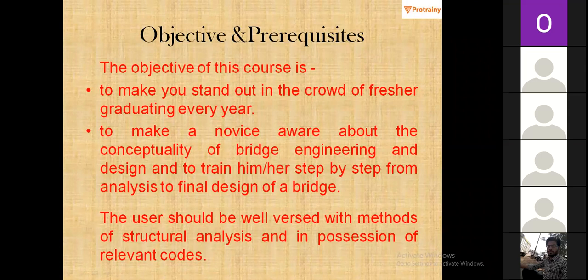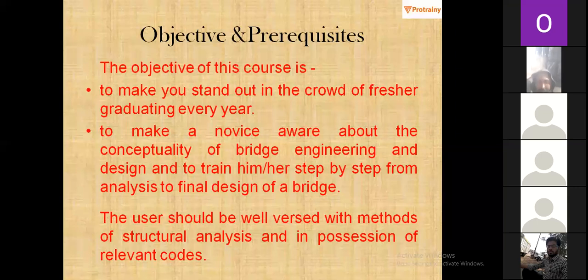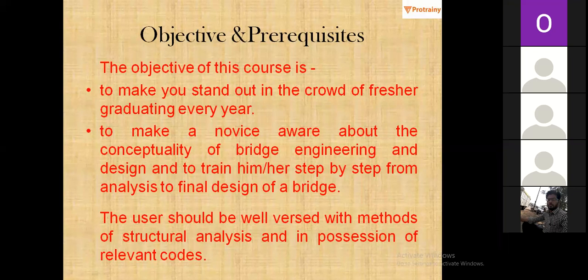If you are a fresher and you are looking for a stream to catch on with, again, this course will enable you to get into the workforce with something additional in your hand. So the objective of this course is to make you stand out in the crowd of freshers graduating every year, to make a novice aware about the conceptuality of bridge engineering and design, and to train her step by step from analysis to final design of a bridge.